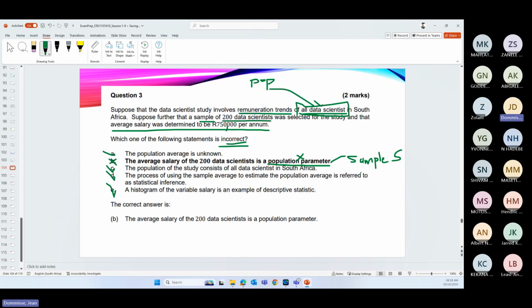This one is definitely a kind of theoretical question. They give you a bit of information, but the rest is really understanding in that first chapter what is a population parameter, what is a sample statistic, what is descriptive stats, all those kinds of things.